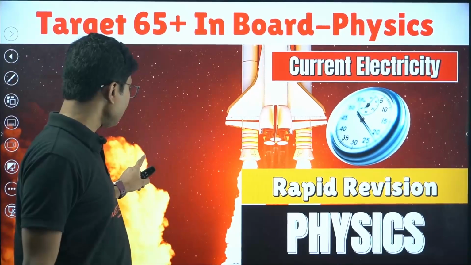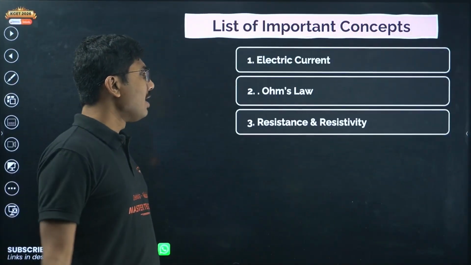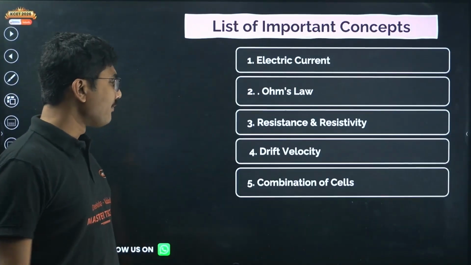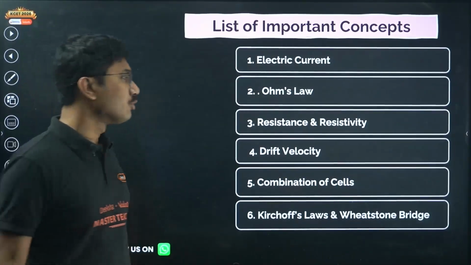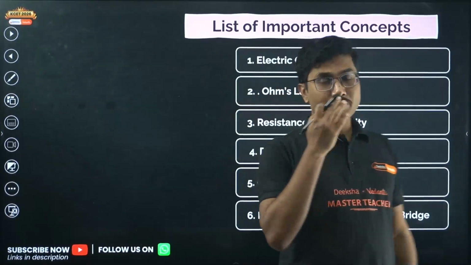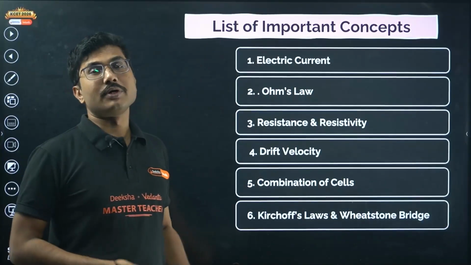So let's see what are all the topics that we are going to discuss. Electric current, Ohm's law, resistance and resistivity, drift velocity, combination of cells, Kirchhoff's laws, and Wheatstone bridge. Mostly a formula based chapter. Derivations of the formulas and problems based on the formulas are very important.